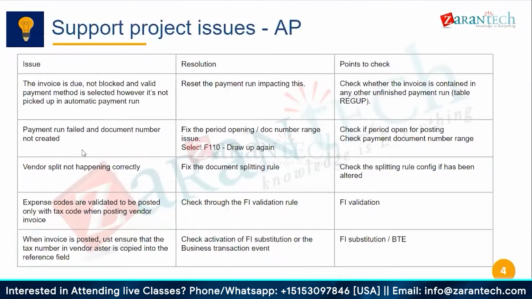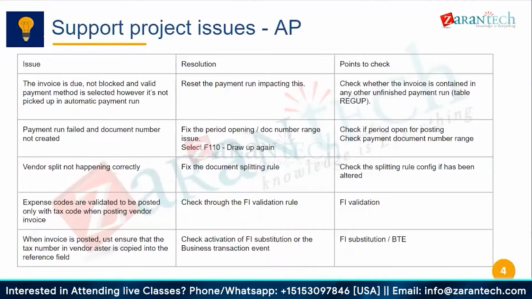For example, maybe as a part of the year end task, you need to do the extension of the document number for the particular year, which has not been done. So how to fix that issue? You can just select F110 and draw up again, right? This particular option.